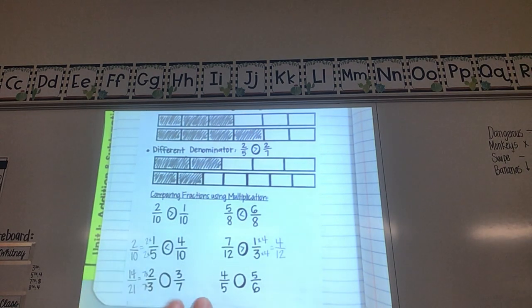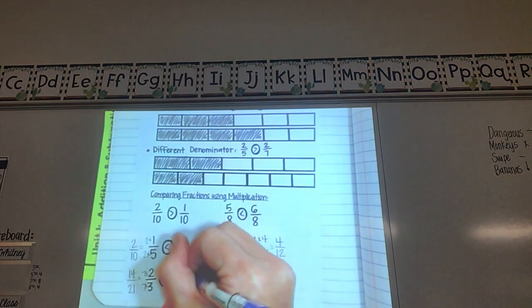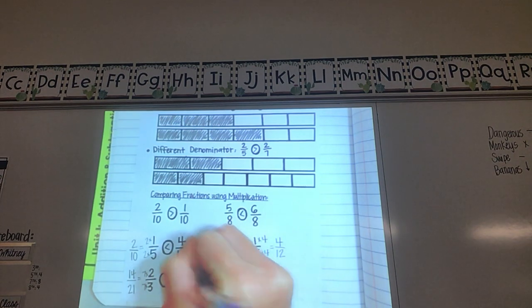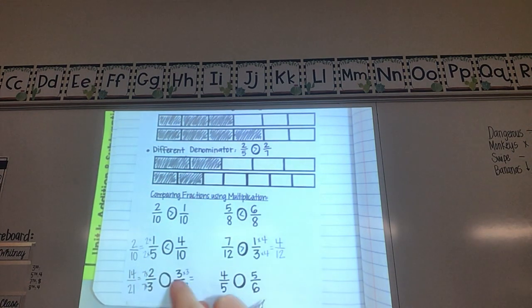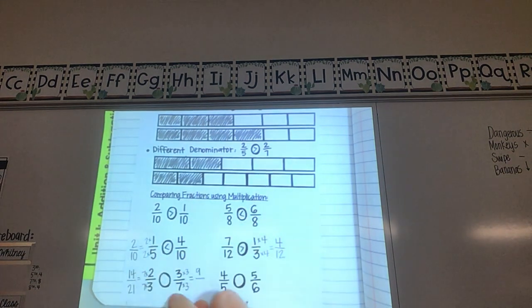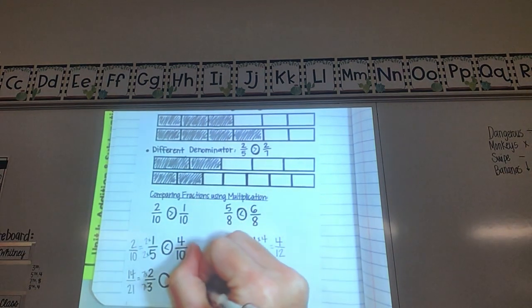Okay, now I need to go over here and fix this one. So I have 3/7. Remember, we're going to multiply by the opposite bottom number. So I'm looking over here. My opposite bottom number was a 3. So I'm going to times this top and bottom by 3. When I do that, I need to work it out. 3 times 3 is 9. 7 times 3 is 21.